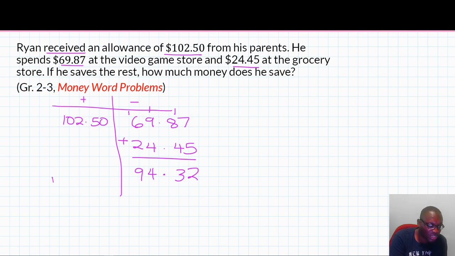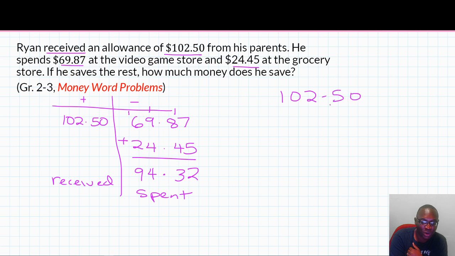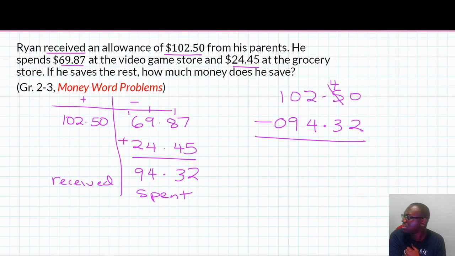This is how much Ryan received, and this is how much Ryan spent. So now we have $102.50, and we're going to subtract $94.32. I'm going to put a 0 here just so we have the same number of digits top and bottom. So 0 minus 2, we can't take 2 from 0, so we're going to come to 5 and borrow 1. We have 4 left. Okay, thank you, Jaden. That is good.